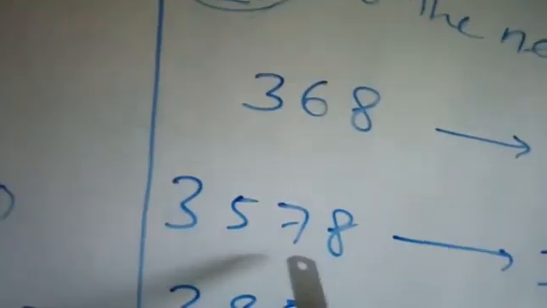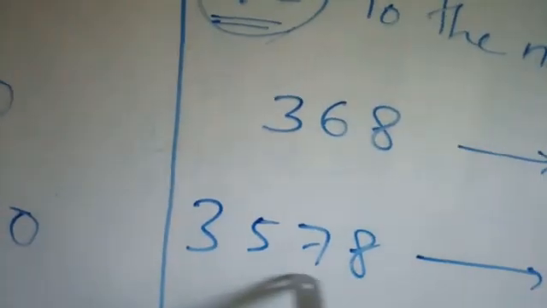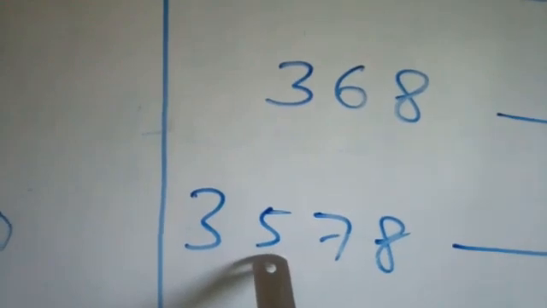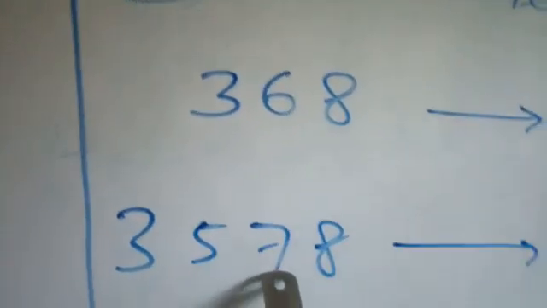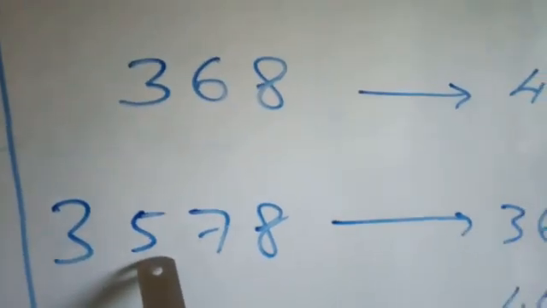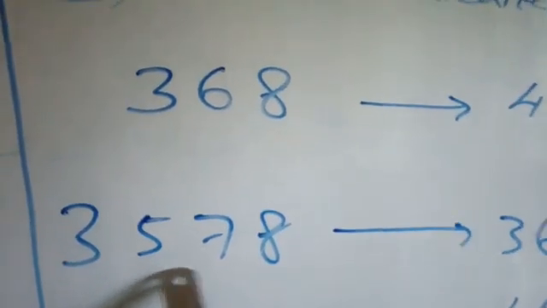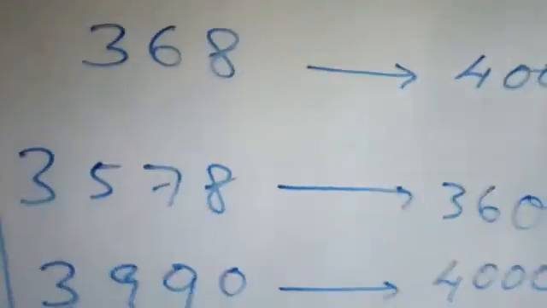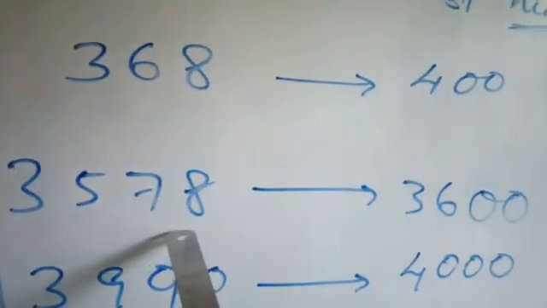So same, nearest 100 means 1's place, 10's place and 100 place. In the 100 place 5 is there, so we are rounding up this 5. Next place is what? It is 7. 7 is again more than 5, so we will add 1 here. So it is 3 6, then 0 0. We are finding, so 3578 rounds up to 3600.